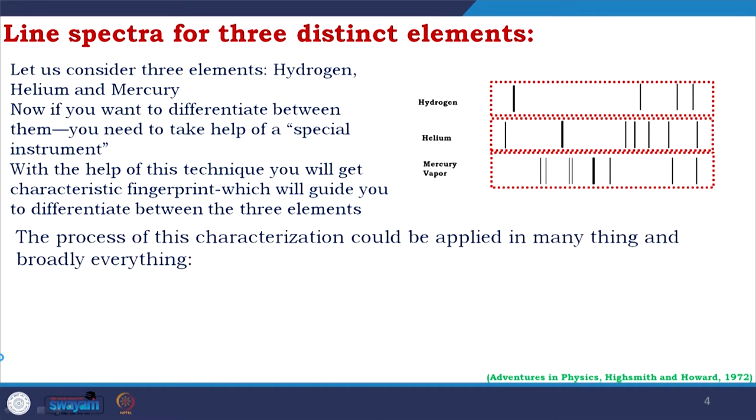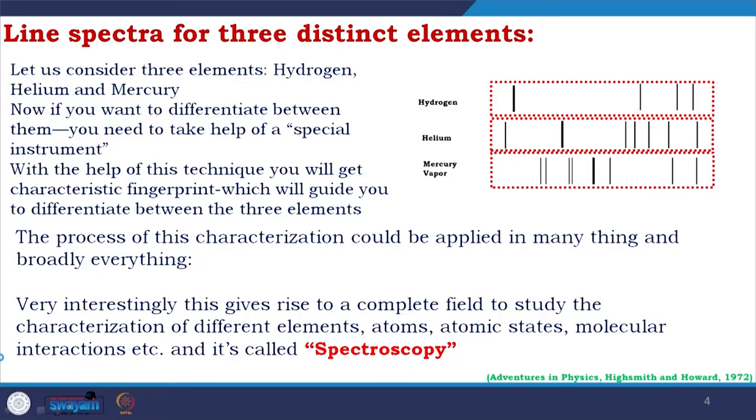The process of this characterization could be applied in many things, broadly everything. That's why we are spending so much time to understand the general principles, because if you understand the general principle of spectroscopy, then you see that by changing energy, by changing different parameters, newer spectroscopies are developed and studied. Very interestingly, this gives rise to a complete field to study the characterization of different elements, atoms, atomic states, molecular interactions, etc. And this special instrumentation is broadly called spectroscopy, which is our topic.